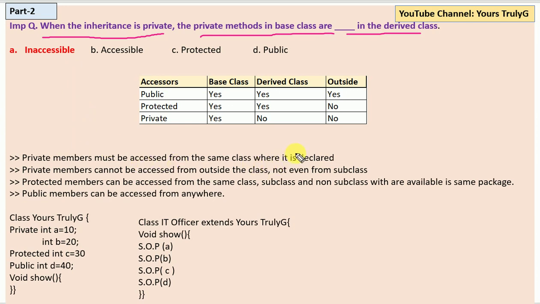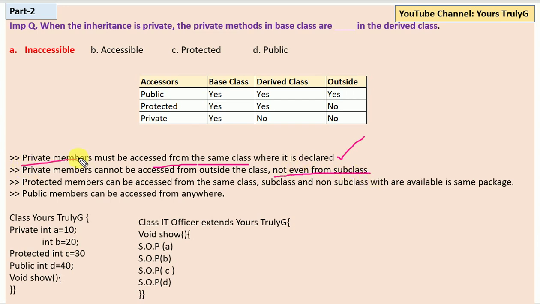I have written a very small and simple point that will give you a brief idea. Private members must be accessed from the same class where they are declared. You cannot access them from another class. A private member cannot be accessed from outside the class, not even from the subclass. We will discuss what is class and what is subclass. Just go through these two points: private members must be accessed from the same class, and they cannot even be accessed from the subclass.